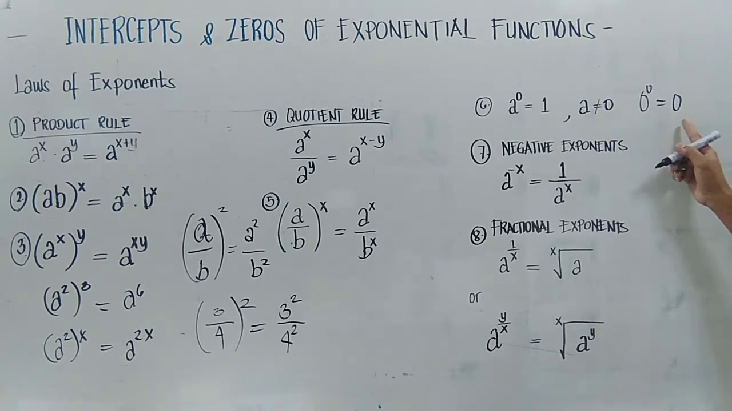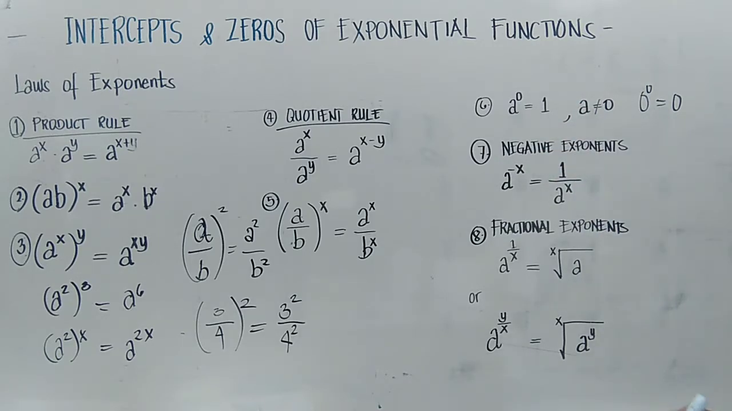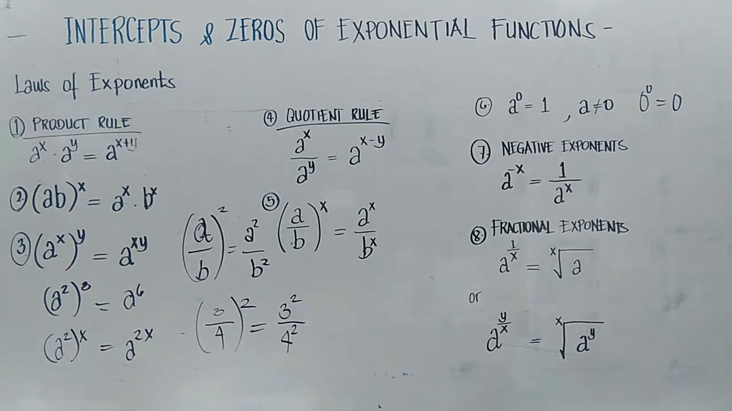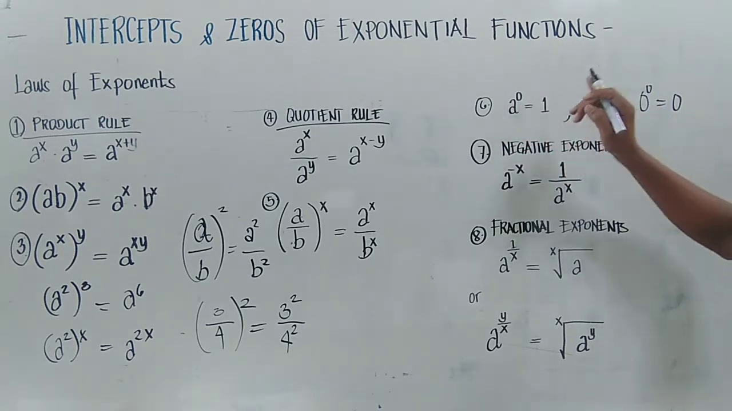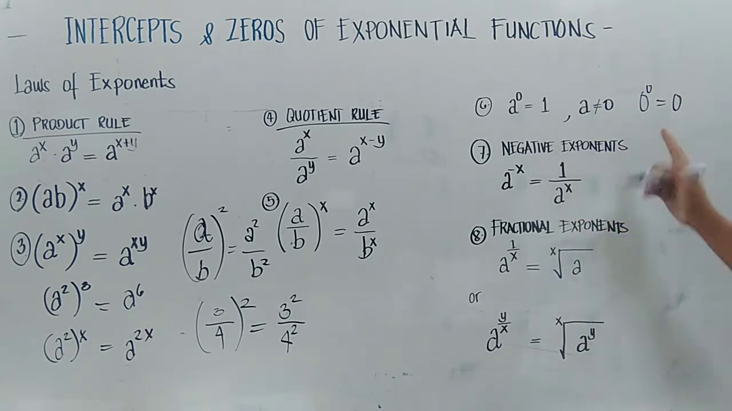So this is the limitation of rule number 6. Any number raised to 0 is equal to 1. 1 raised to 0 is 1. 1 million raised to 0 is 1. Again, any number raised to 0 is equal to 1, but 0 raised to 0 is not. Then we have the negative exponents.